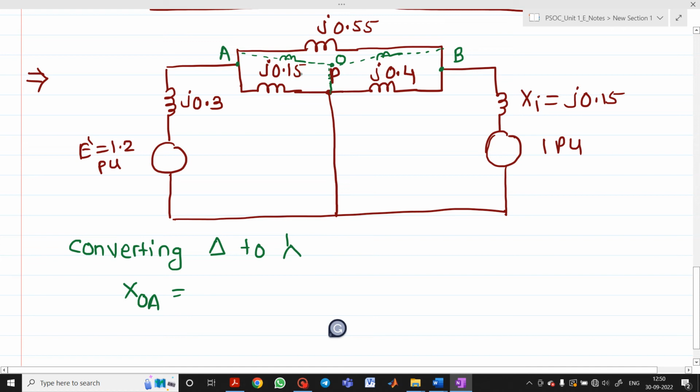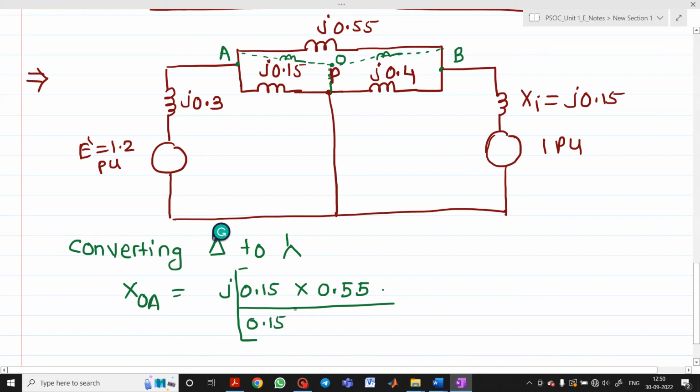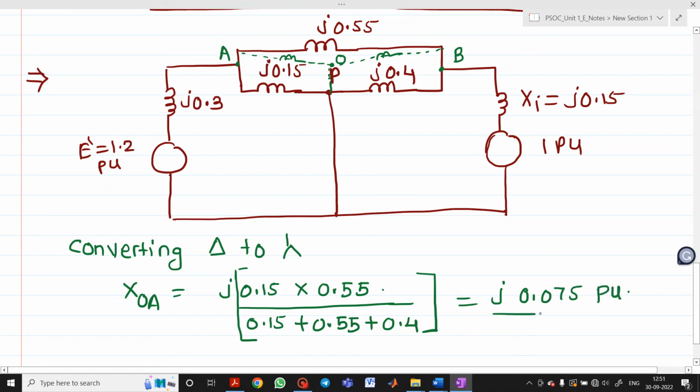Opposite multiplication divided by sum of all. So opposite multiplication means what? J into 0.15. Now don't take J here, or you can take J as common here. 0.15, into 0.55 divided by the sum of all, that is 0.15 plus 0.55 plus 0.4. So if you solve this on the calculator, you will get the answer as J 0.075 per unit. So this will be the answer.